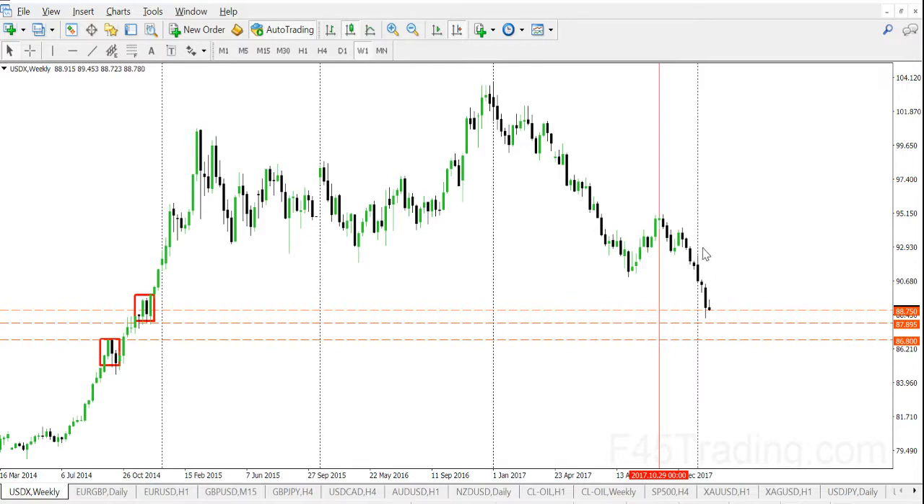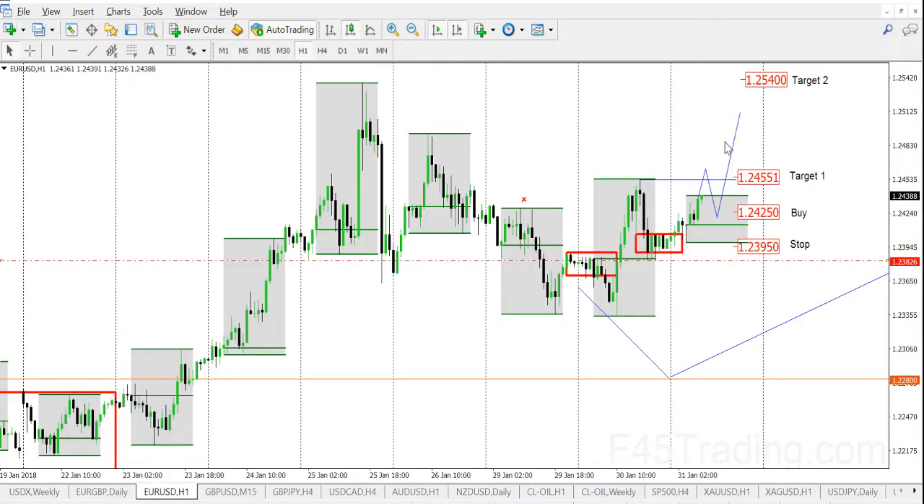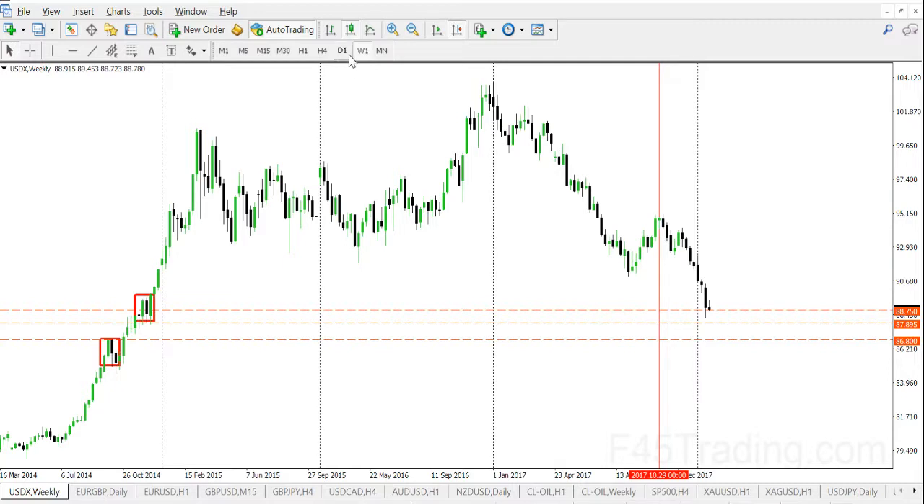Anyway, that's what I'm looking at. So to coincide with our Euro USD long idea, I think we are seeing the confirmation on the US dollar index.